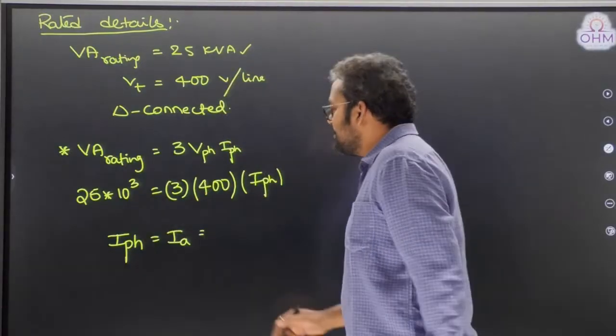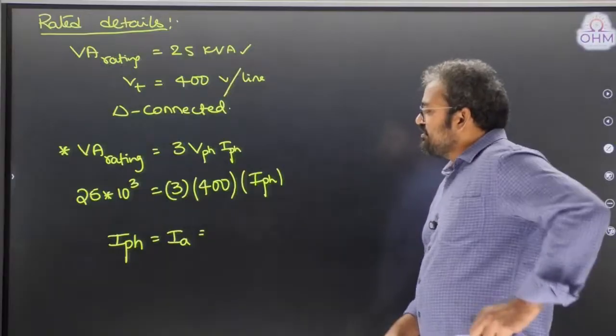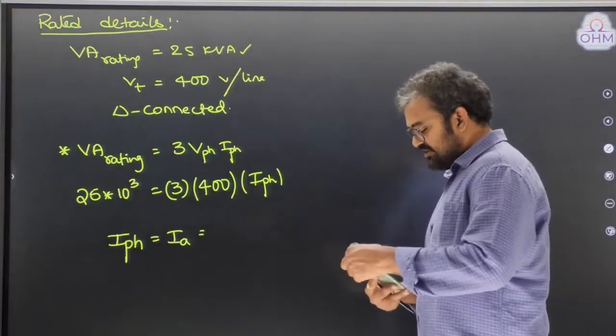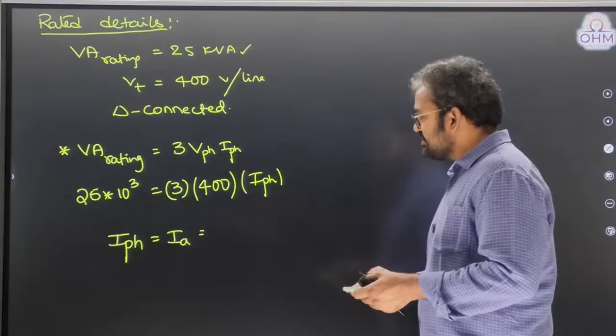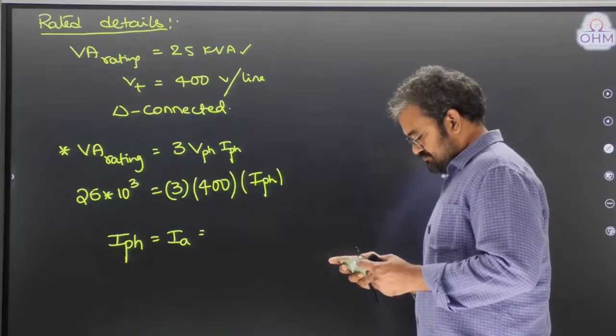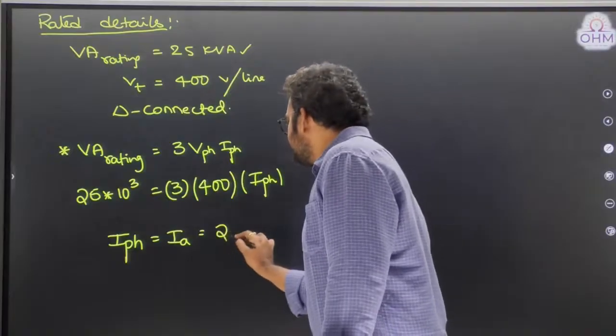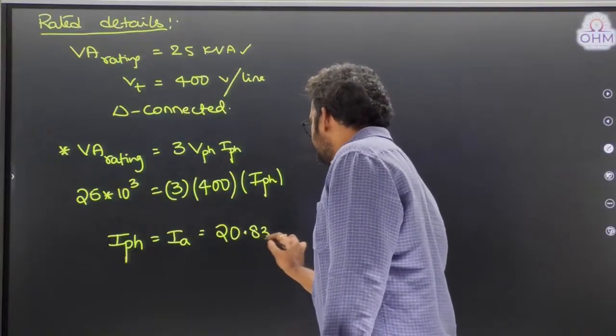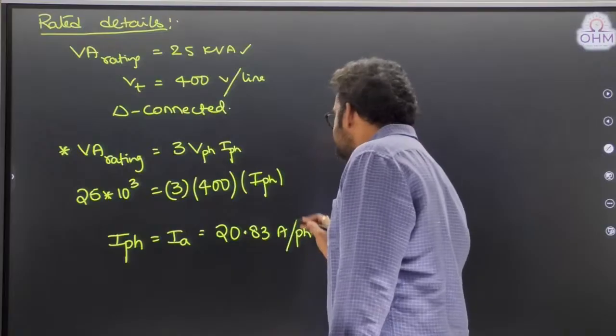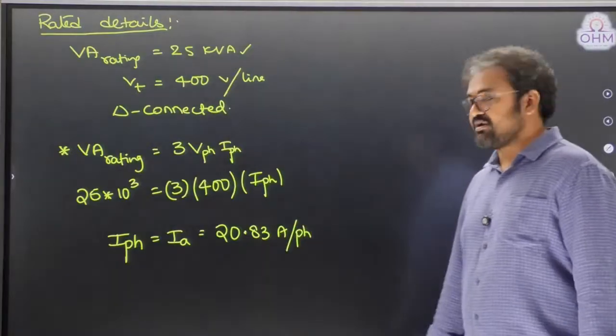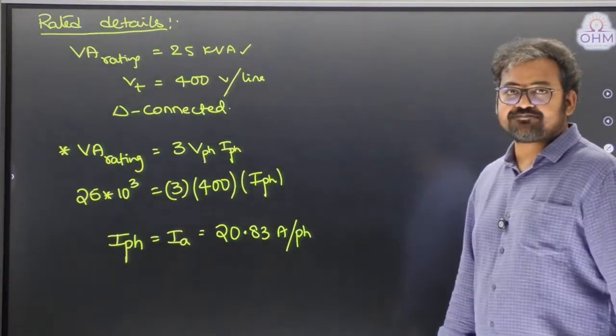Okay, so use the calculator. 25 into 10 power 3, 25,000 divided by 1200. So this was 20.83 ampere. This is the phase armature current value. Armature current per phase, 20.83 ampere.